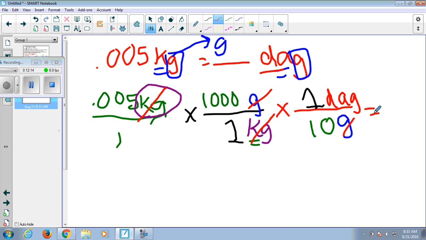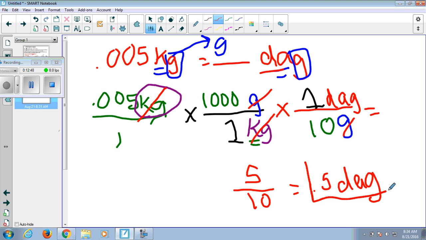So when I solve, I'm going to take 0.005 times 1,000 times 1, and I get 5. In my denominator, I have 1 times 1 times 10, so that's 10. So then I take 5 divided by 10, and I get 0.5 decagrams. And that is my final answer.